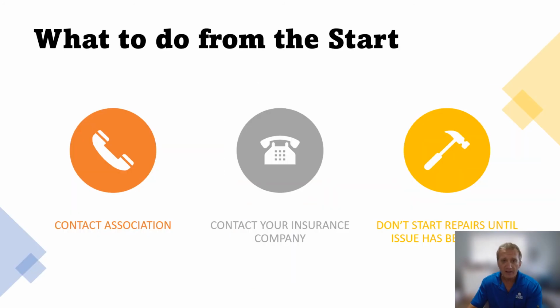And then finally, let's take a look at what you do from the start. Well, you definitely want to contact the association. Let them know what the situation is, all right? Especially when you have neighbors. You're going to want to contact your insurance company. Now let's talk about this briefly. What if you don't have any insurance? It's going to be a tough spot for you. You're going to have to come out of pocket.